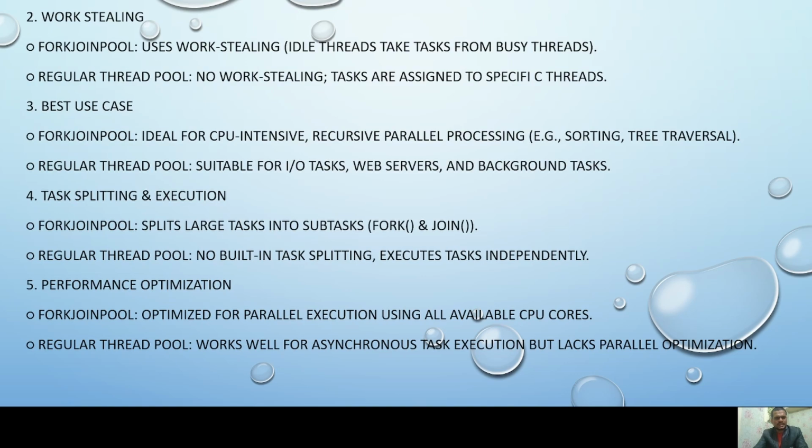Task splitting and execution: ForkJoinPool splits large tasks into subtasks, fork and join. A regular thread pool has no built-in task splitting and executes tasks independently. Performance optimization: ForkJoinPool is optimized for parallel execution using all available CPU cores. A regular thread pool works well for asynchronous task execution but lacks parallel optimization.